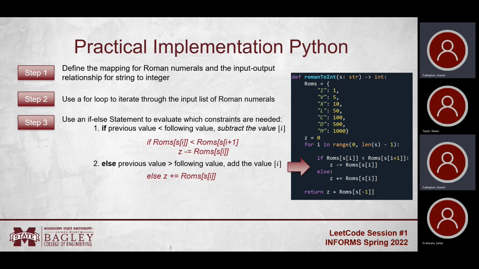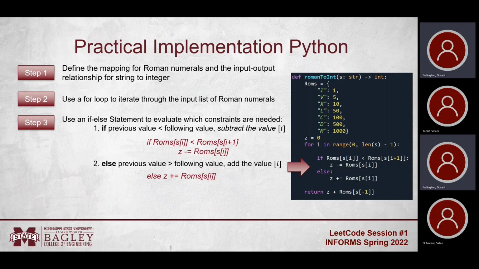From there, we want to implement an if-else statement. This if-else statement is going to allow us to evaluate if our previous value is less than our following value. If that's the case, then we want to subtract it. That means we have that special case where we have a value like 4, for example, where we can't have more than 3 of the same value in a row. So this allows us to write that number in the Roman numeral sense, and then we can translate that back into an integer value.